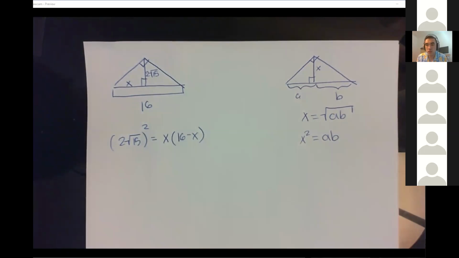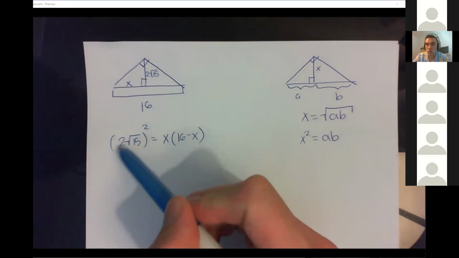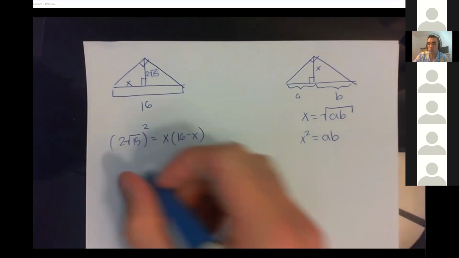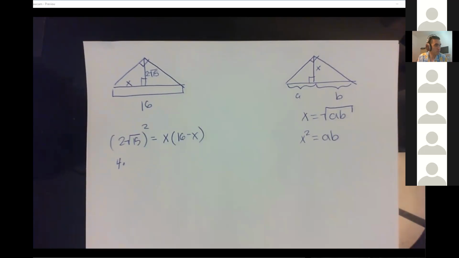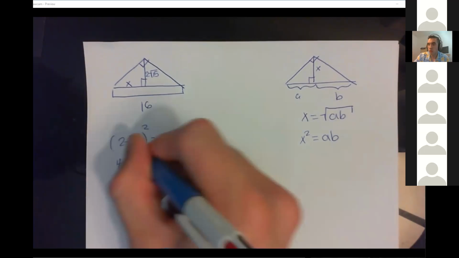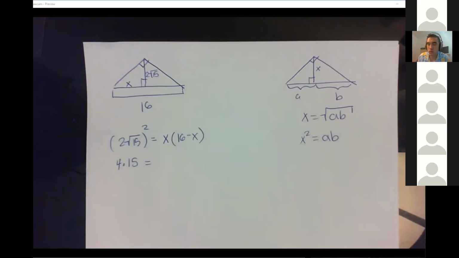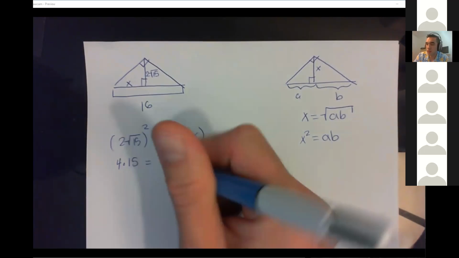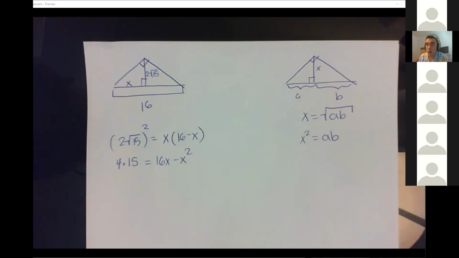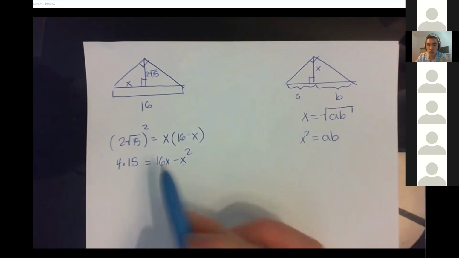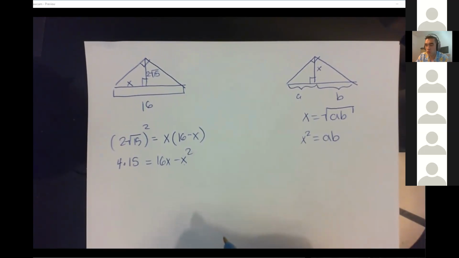And then from here, the rest of this is algebra. Let's see what flavor of algebra this is. 2 root 15 squared. What's 2 squared? 2 squared is 4. What's root 15 squared? 15. So that left side is 4 times 15. And then on the right-hand side, we have to FOIL this in. So we're going to get 16x minus x squared. Now I'm going to do some algebra. This is a quadratic equation. It has to be because this is x squared and this is linear x. And what do we always have to do to solve a quadratic?